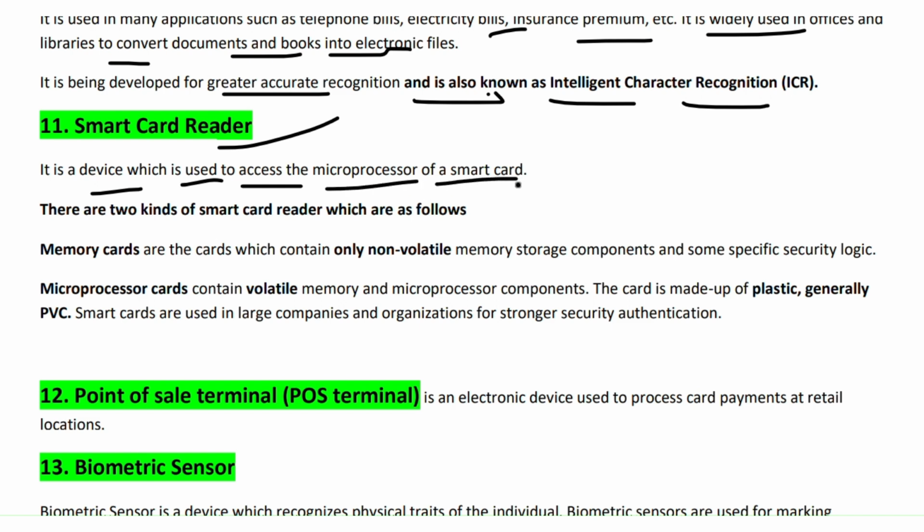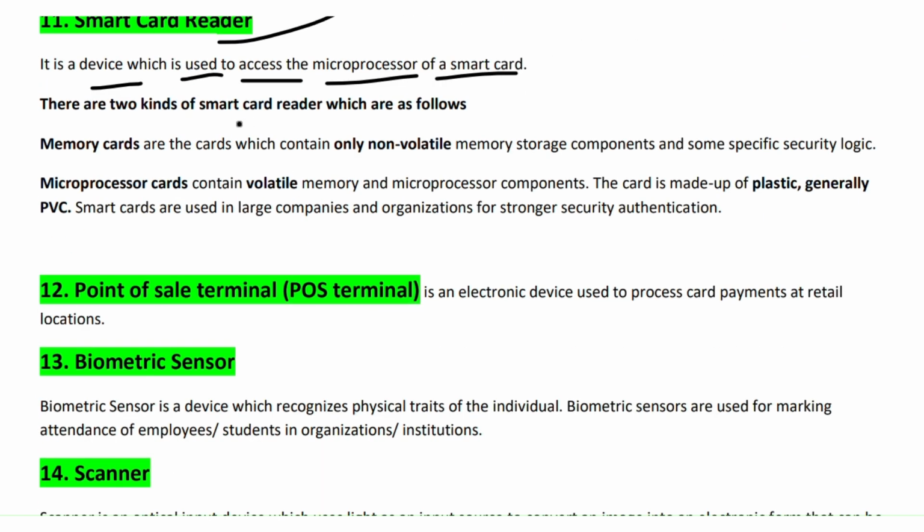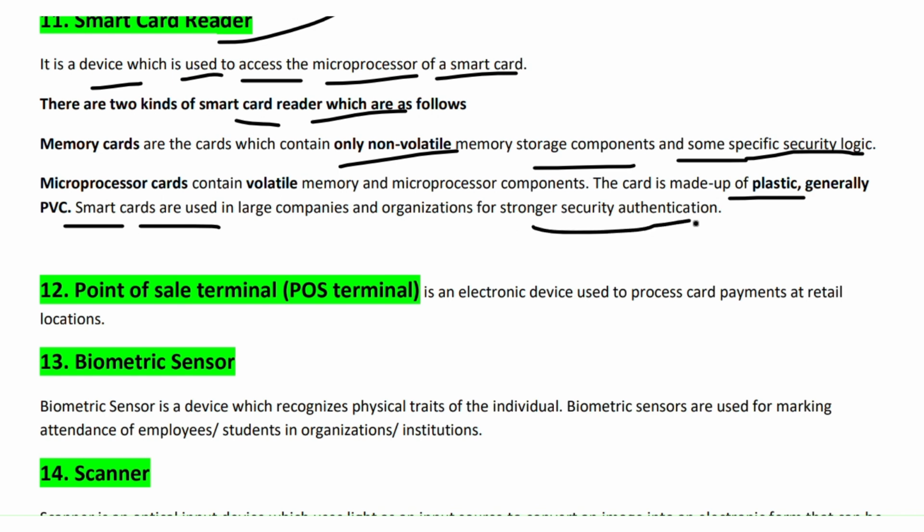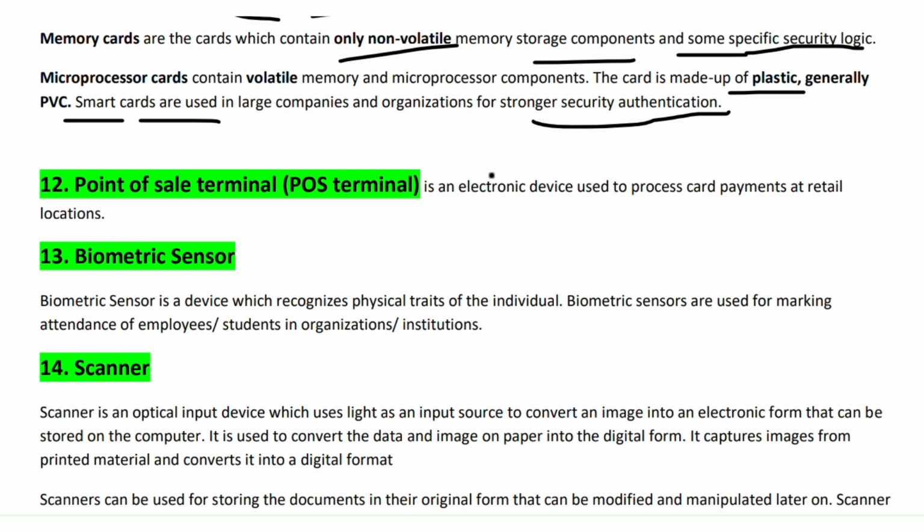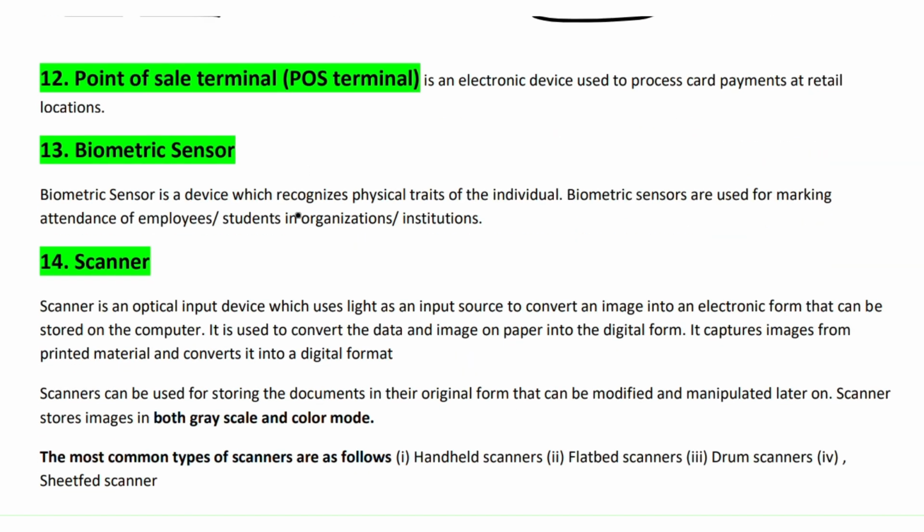Smart card reader. It is a device which is used to access the microprocessor of a smart card. There are two kinds of smart card reader, which are as follows. Memory cards are the cards which contain only non-volatile memory storage components and some specific security logic. Microprocessor cards contain volatile memory and microprocessor components. The card is made up of plastic, generally PVC. Smart cards are used in large companies and organizations for stronger security authentication. जैसे आधार कार्ड बनाते हैं ना, तो उसमें भी हम लोग PVC वाला ये कार्ड यूज करते हैं, ठीक है.